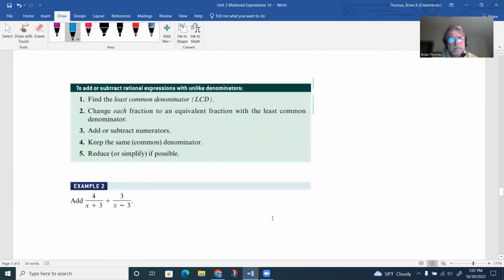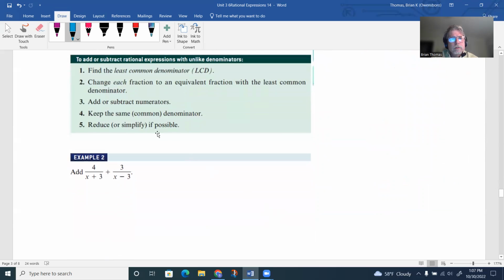So again, to add or subtract rational expressions with unlike denominators, we want to find what's called a least common denominator, or as I said, least common multiple. But since it's on the bottom, least common denominator. We want to rename each fraction so that they are equivalent, but have that new denominator. And then we want to add or subtract the numerators. And remember that the denominator stays the same. And then the catch is, in the end, we may have to reduce or simplify if possible.